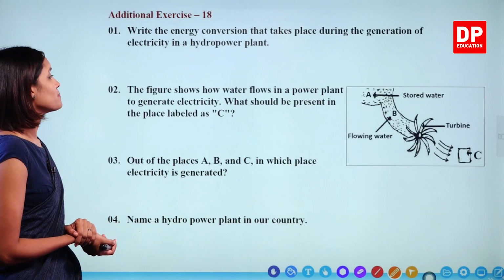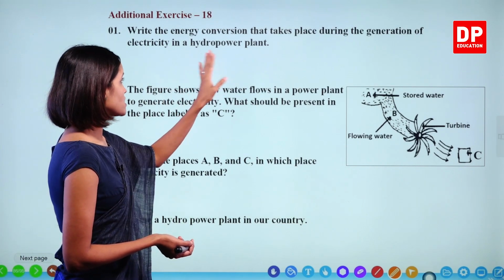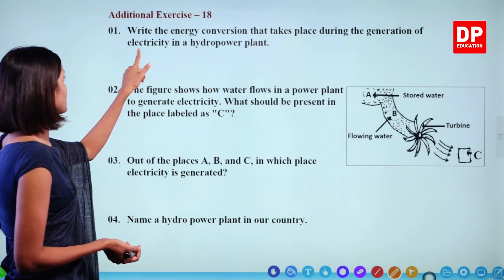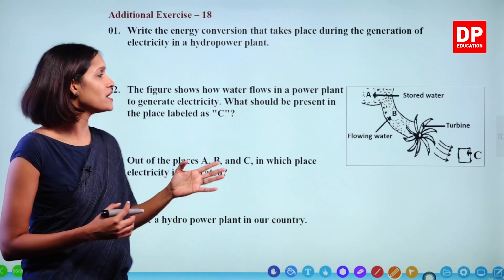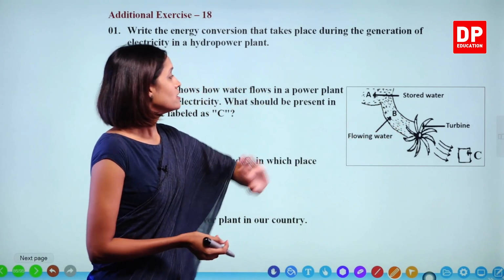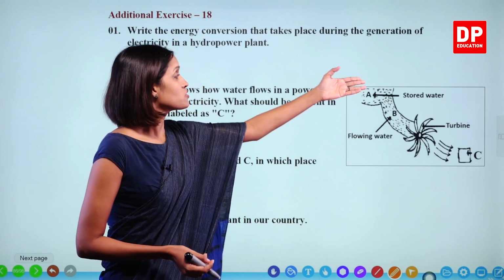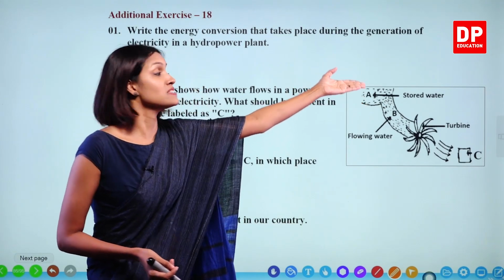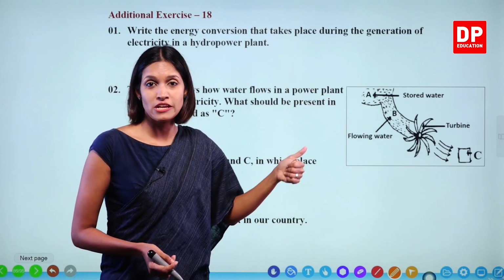Right. Exercise number 18. Write the energy conversion that takes place during the generation of electricity in a hydropower plant. Hydropower plant. Now look at this picture. This is a hydropower plant. You can see this is the tank or the reservoir with stored water. So stored water contains, because it is located at a higher position, it has potential energy.